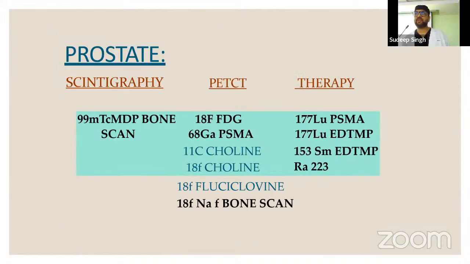The uses in prostate: we can use scintigraphy, PET-CT, or therapy. In scintigraphy, we can go for bone scan, PET-CT based on FDG, PSMA, choline, and in therapy, lutetium PSMA, EDTMP, and radium.